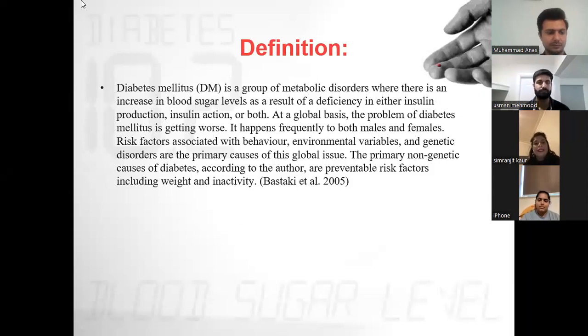Hi everyone, this is Simran. Today I'm going to talk about defining diabetes. Diabetes mellitus refers to a set of metabolic illnesses in which there is a rise in blood sugar level due to a deficit in either insulin synthesis or insulin action or both. This deficiency may occur in any or both of these areas. On a national and international scale, the prevalence of diabetes mellitus is on the rise.